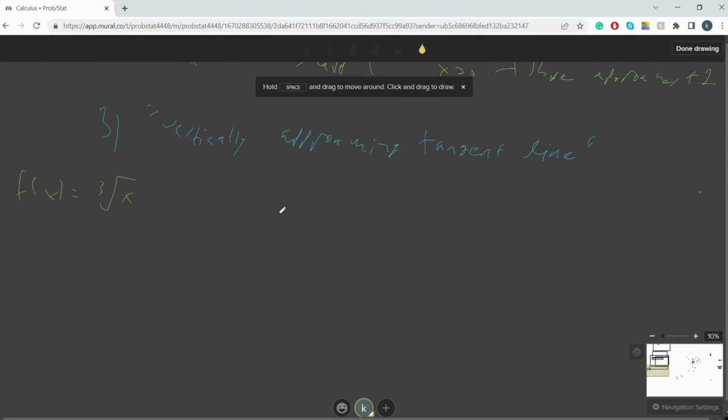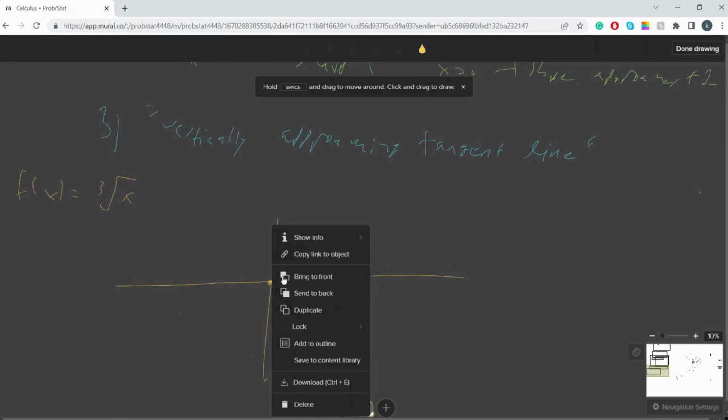So what is that function going to look like? So let's draw a graph. So at (0, 0), you're going to have the cube root of 0, which is 0. And then let's mark your axes.